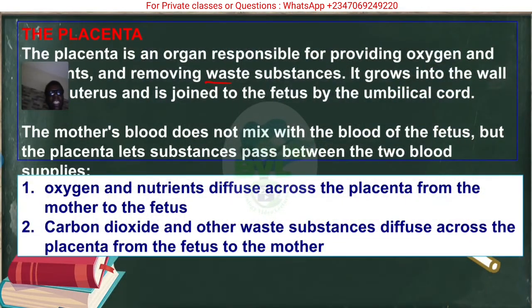It then says oxygen and nutrient diffuse across the placenta from the mother to the fetus. So the nutrient only goes from the mother to the fetus. All right. And even if what you eat is harmful, the harmful thing still goes in there. Then carbon dioxide and waste product go from the baby or the fetus to the mother. Just know the movement like that. All right.